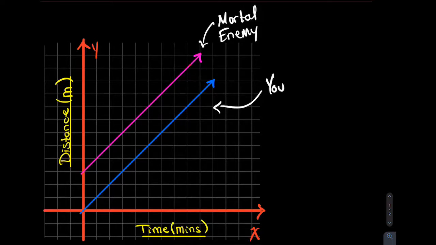So we tracked your mortal enemy in the pink line here. We tracked you in the blue line. And the question I'm going to ask you is, based on how you've been progressing in this race right now, do you think you will ever catch up to your mortal enemy? Remember, your mortal enemy got a head start of, let's pretend each square here is 1 meter, 3 meters. You started at the point where there are 0 meters. So do you think that you will ever catch up, and why or why not?